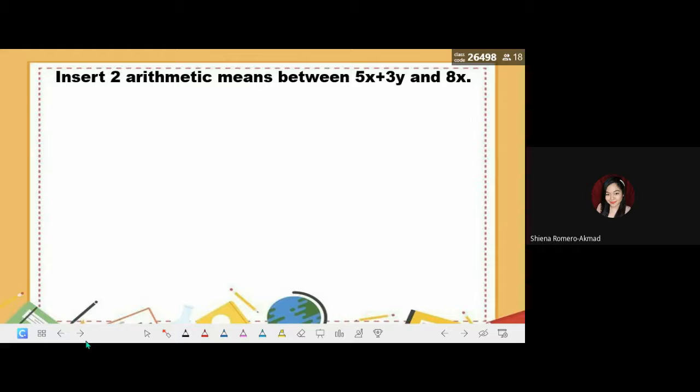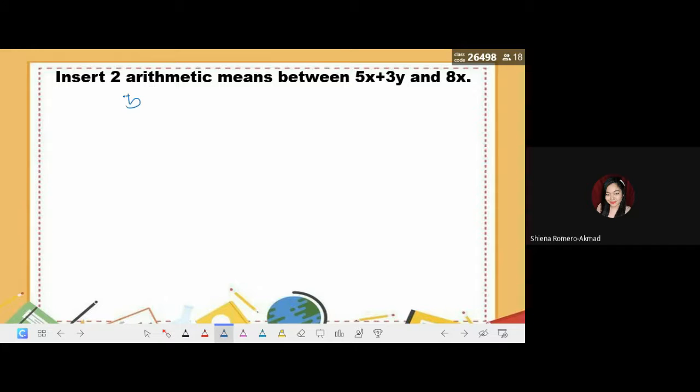Tulad nito. Mag-i-insert tayo ng dalawa between 5x plus 3y and 8x. Ito naman yung difference niya dun kanina is that meron na tayong mga variables. Okay? Pero pareho lang din ng gagawin. Simple lang din. Iniisip nyo ngayon, hala, may variable na. No, alam ko yung mga iniisip nyo. Hala, may variable na, ang hirap na nito. Hindi po siya mahirap.